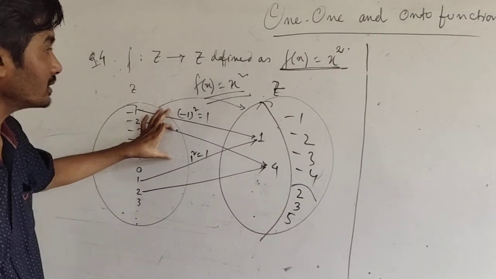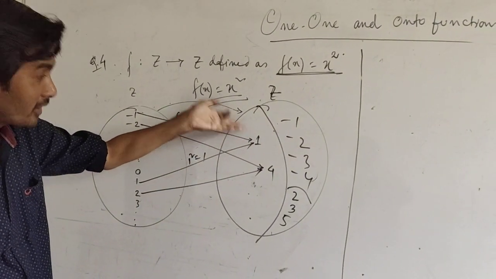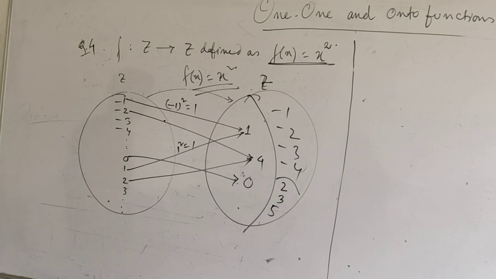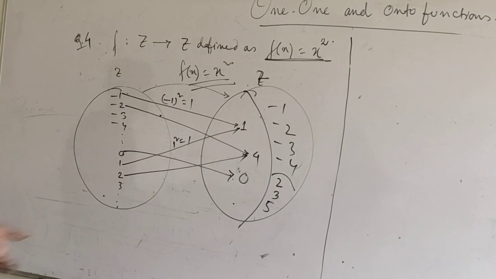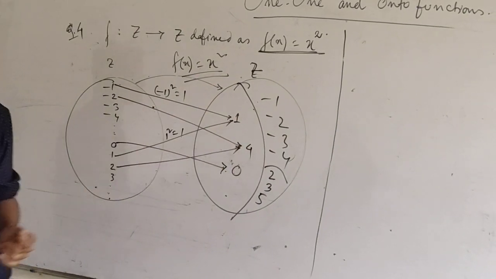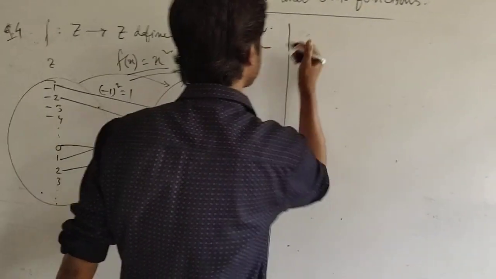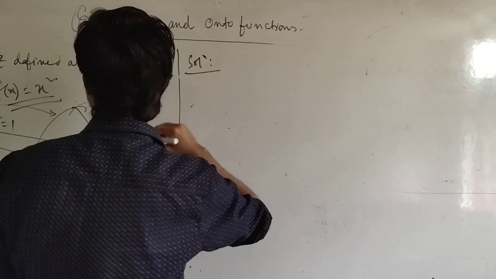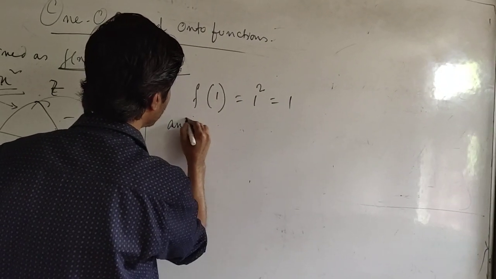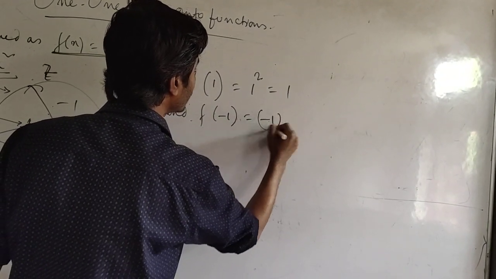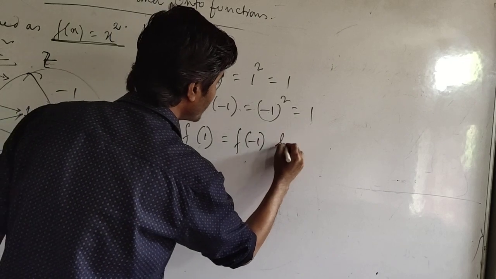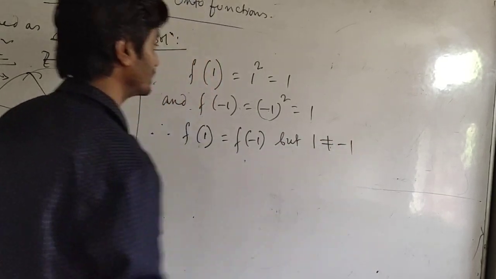I think you have understood, because you see for this function our range will be what? If I take 0 here, 0 will have image 0. Range will contain only the numbers 0, 1, 4, 9, 16 and so on. However, Z contains all such numbers. That is, range is not equal to codomain, and hence this function cannot be onto. Now let us try to write down the proof solution. See here, f(1) is 1 squared, which is 1, and f(-1) is (-1) squared, which is equal to 1. Therefore, we see that f(1) is equal to f(-1), but 1 is not equal to -1.